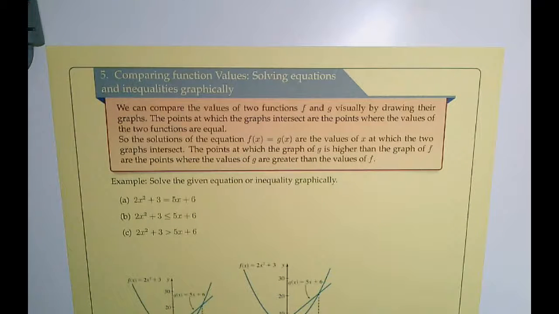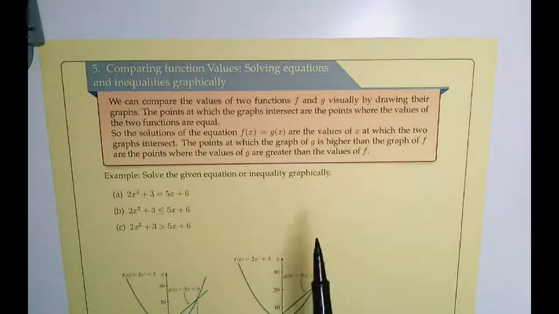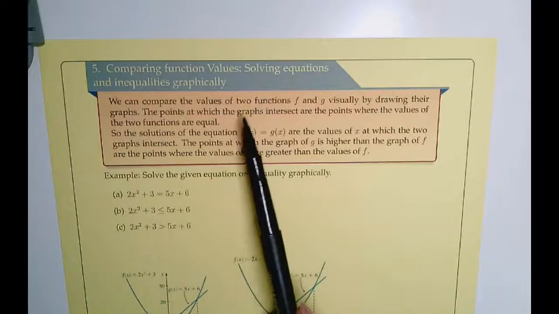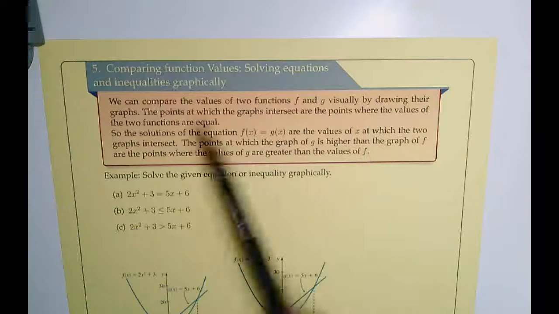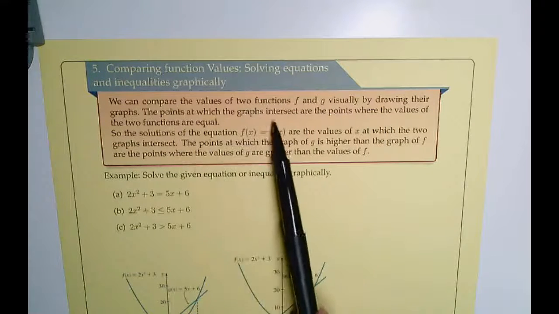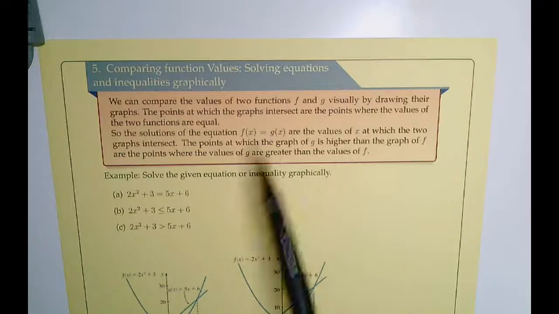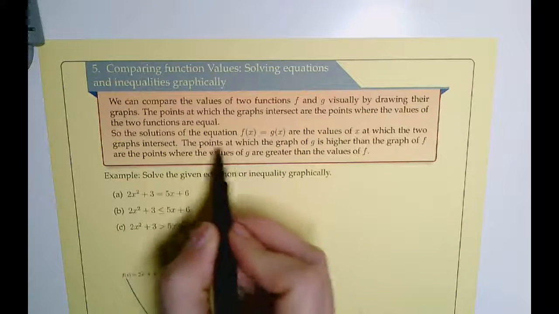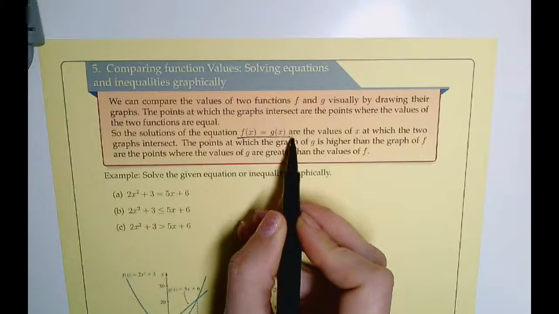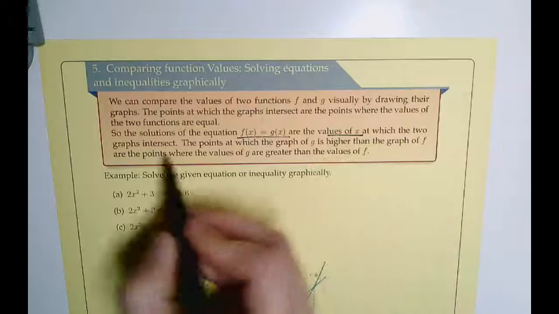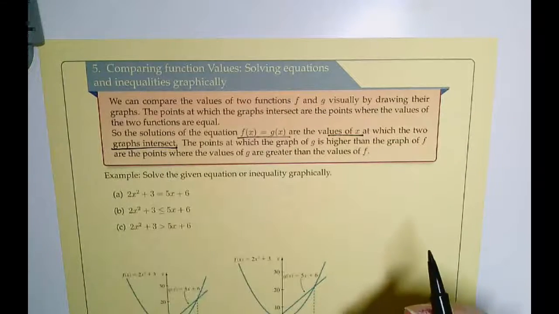We can also use graphs of functions to solve equations or inequalities graphically. So, for example, we can compare the values of two functions, f and g, visually by drawing their graphs. The points at which the graphs intersect are the points where the values of the two functions are equal. So the solution of the equation f of x equals g of x are just the values of x at which the two graphs intersect.